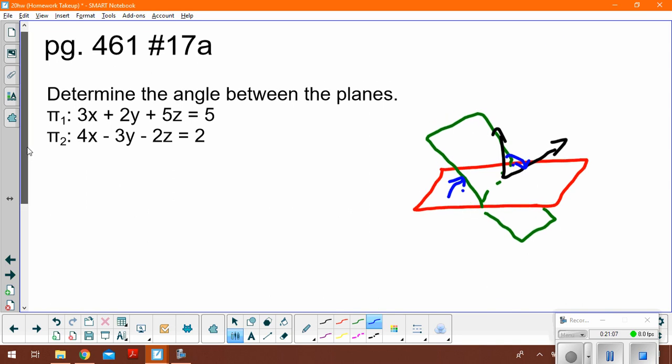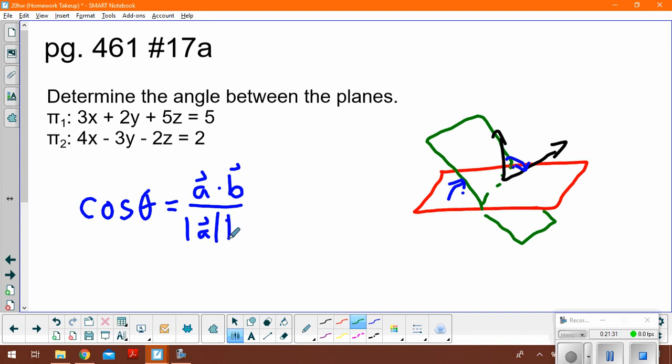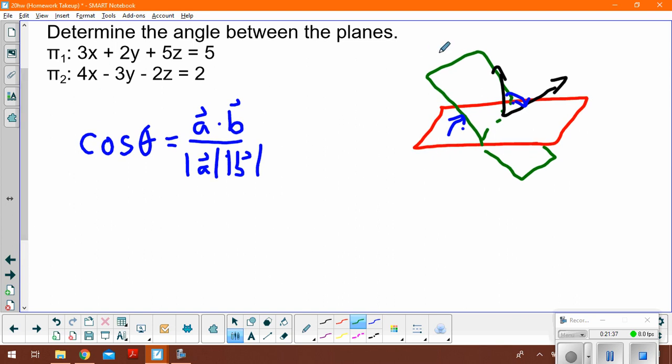Okay, so how do I do that? Well, we've got to dig back into our toolkit here, right? We know that the cosine of an angle is equal to the dot product of two vectors over the magnitudes of the two vectors. And the two vectors I'm comparing are the normals here, right? So my first normal, n1, is 3, 2, and 5, and normal 2 is 4, -3, and -2.